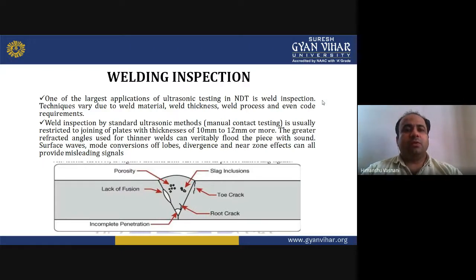If we go with the weld inspection, then weld inspection by standard ultrasonic methods like manual contact testing is usually restricted to plates with thickness of around 10 mm to 12 mm or more. I repeat, you understand this thing.